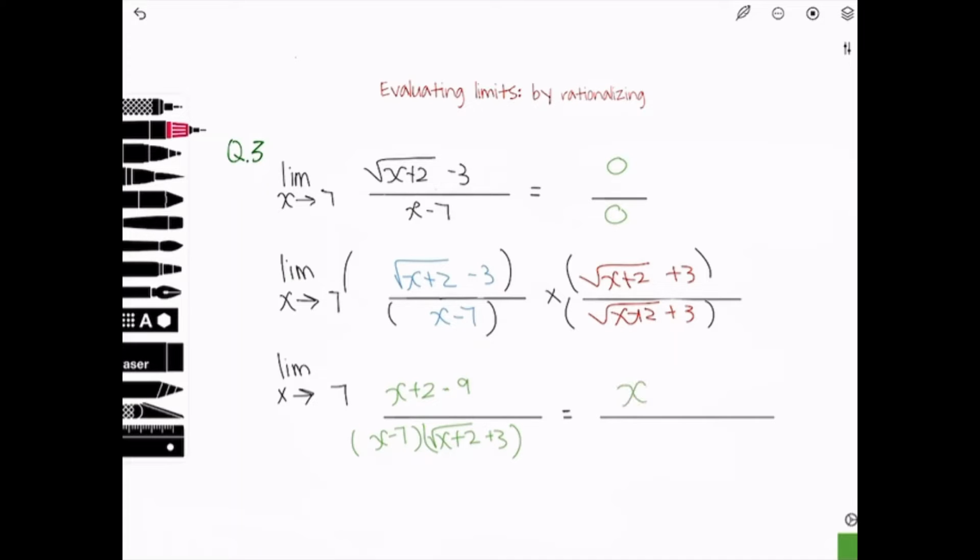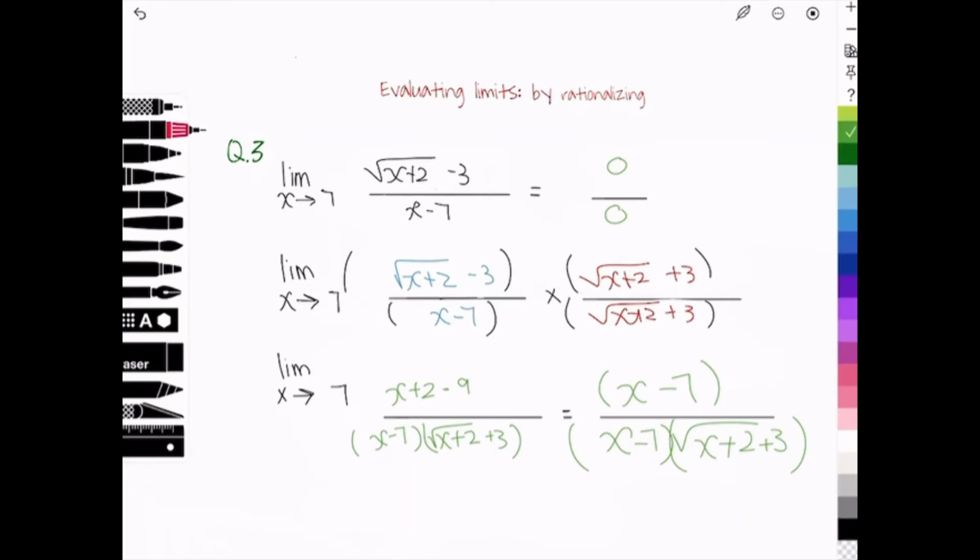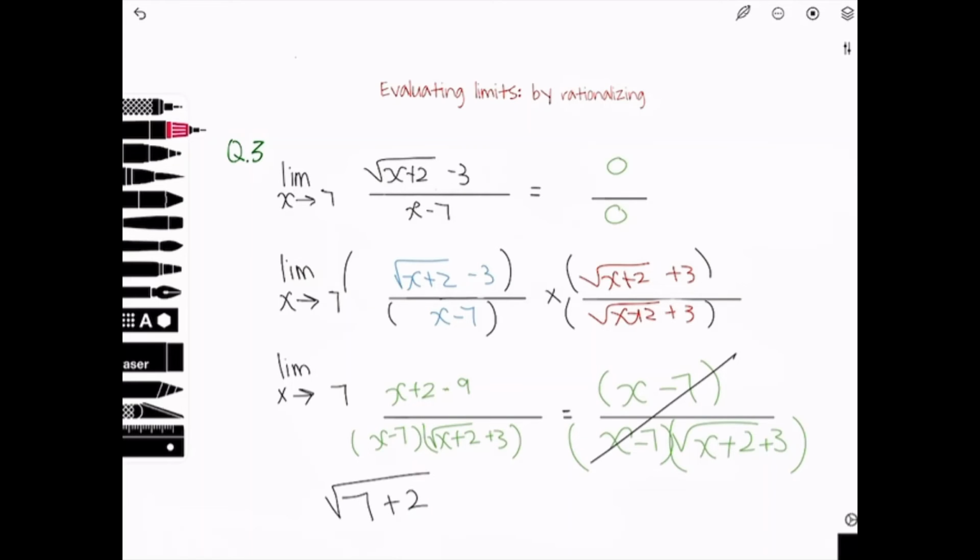So here it would be negative, x minus 7. And we write the denominator the same as it is. It's x minus 7 and square root of x plus 2 plus 3. So now we have a common factor, which is x minus 7. We cancel it out. We're left with the square root of x plus 2 plus 3. So instead of x, we substitute it by 7. So square root of 7 plus 2, plus 3, will give us 6. So the final answer would be 1 over 6.